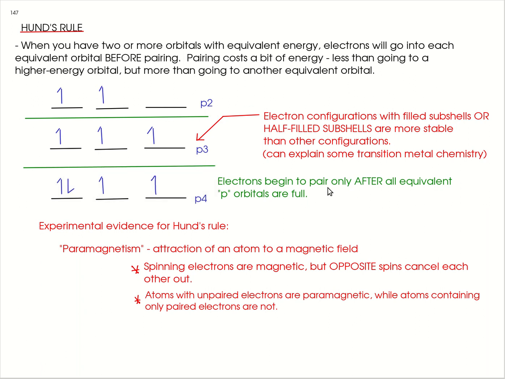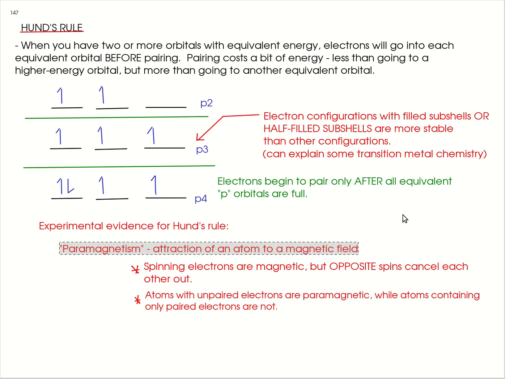Now, this is a little surprising, but there actually is experimental evidence to support this idea. So there's a property of an atom called paramagnetism. Paramagnetism is the attraction of an atom to a magnetic field. It's not quite the same thing as your refrigerator magnetism, but it's a bit related. But this paramagnetism basically has to do with the fact that electrons that are spinning carry a magnetic field. You spin an electric charge, you will generate a magnetic field.